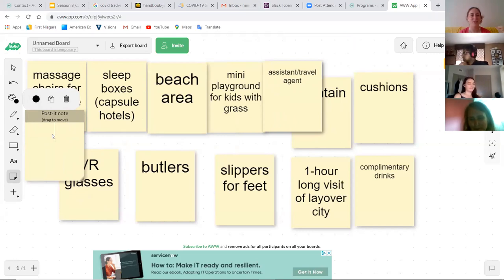Oh my god, I love the sleep boxes idea. The Paris airport has these sleeping capsules, and I had to stay for like 12 hours there. It was wonderful. Oh, that sounds nice.